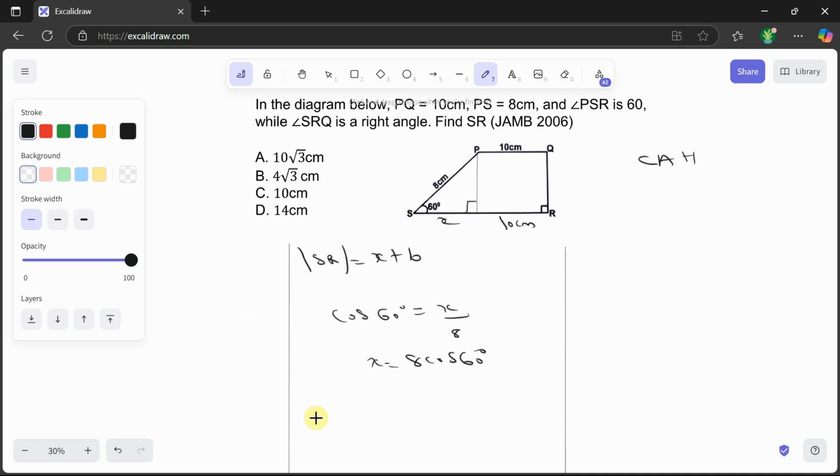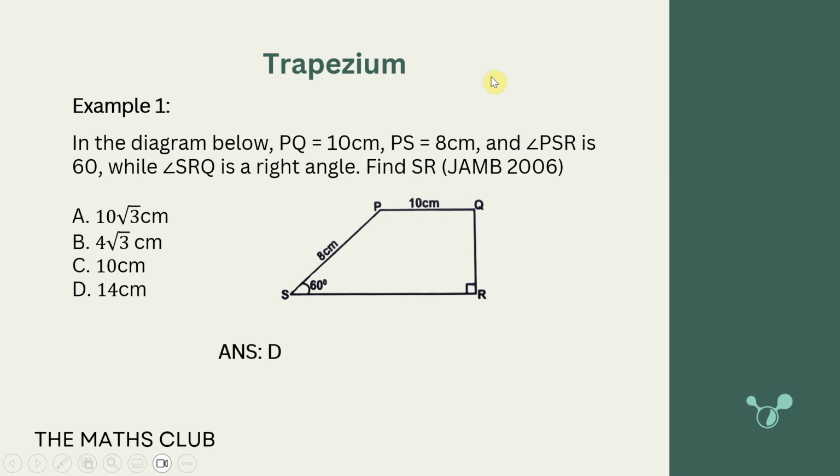So that means our length of SR would just be equal to 8 cos 60 degrees plus 10. So 8 cos 60 degrees will give you 4, then plus 10 will give you 14. So this is 4 plus 10, which is equal to 14 centimeters. So our answer here is D. If you got this one right, great.